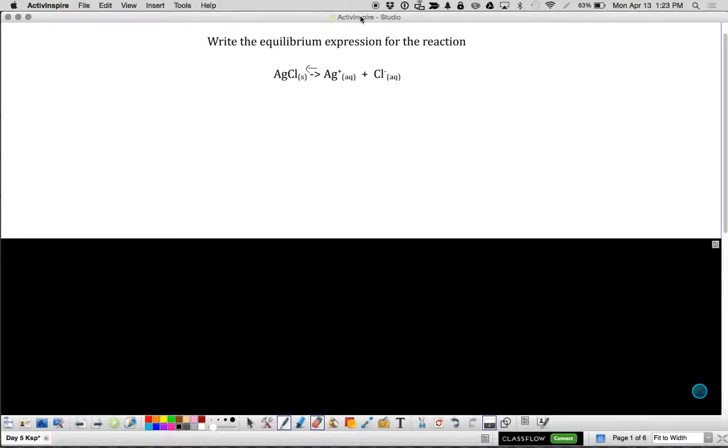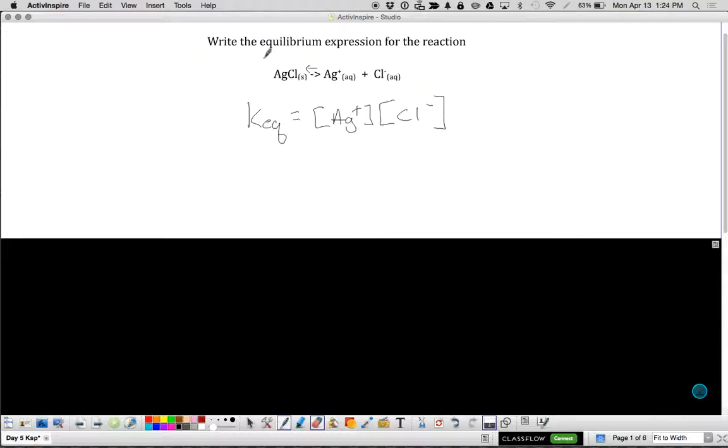So we're going to start today with a little review. Hopefully you recognize this as a dissociation reaction. I'd like you to write the equilibrium expression for this reaction. And hopefully you'll get to K_eq equals the concentration of Ag+ times the concentration of Cl-.